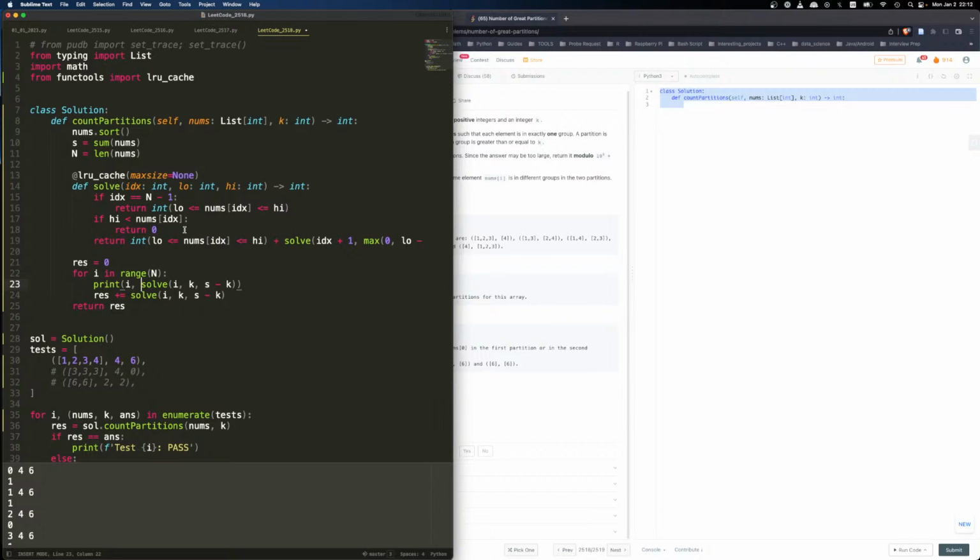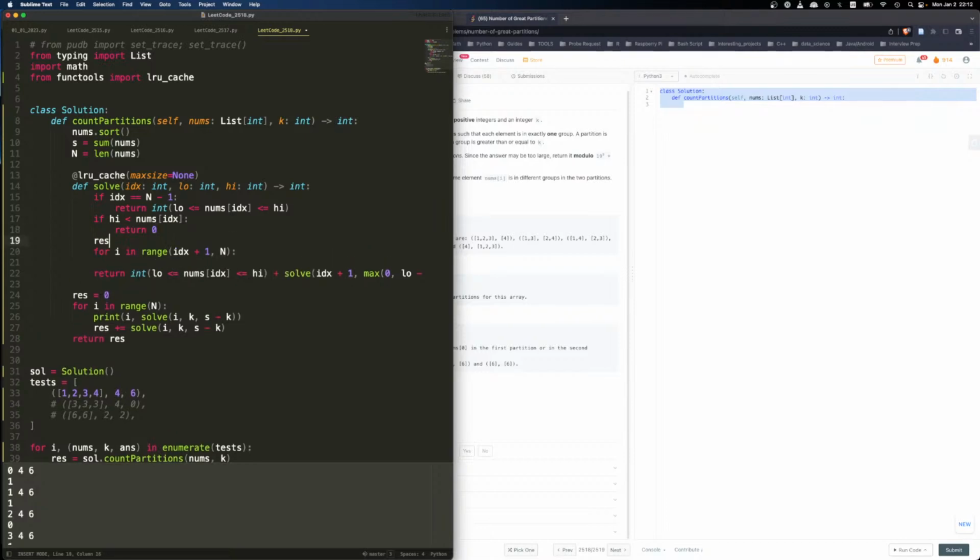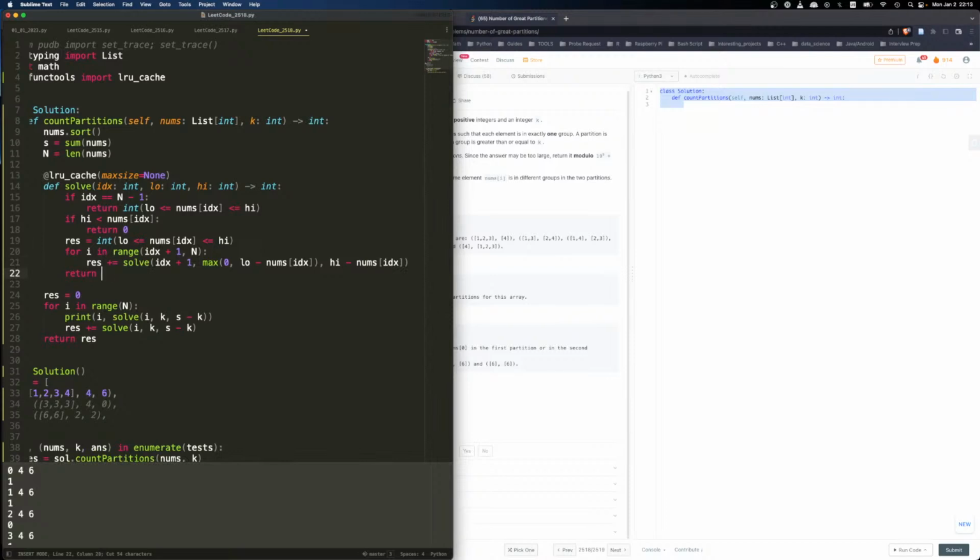So it actually has to be for I in range index plus 1 to n. Okay, you can say res equals this, because it can be starting with this or starting with this. Res plus equal to solve, and I'll return res.